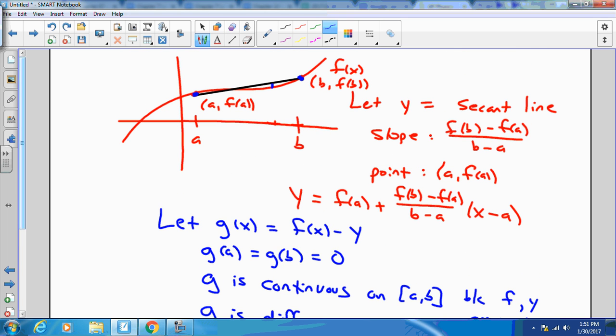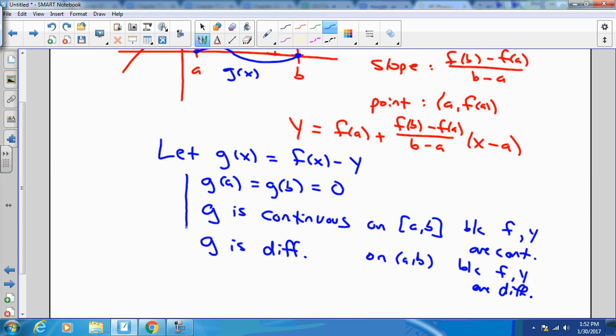And while we're thinking about g, let's actually draw a graph of g so we can see what it is. g of x is f minus y, right? So from here to here, g is going to be a positive value. And then from here to here, g is going to be a negative value, like that. So this is my graph of g. It starts at 0 and ends at 0, and it's positive whenever f is above the secant line, and negative whenever f is below the secant line. So this is what g of x looks like.